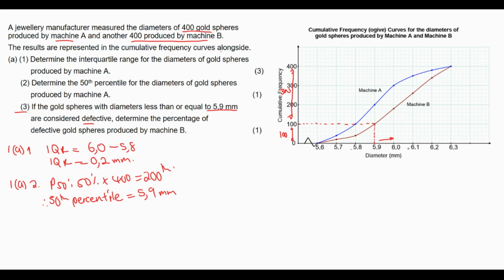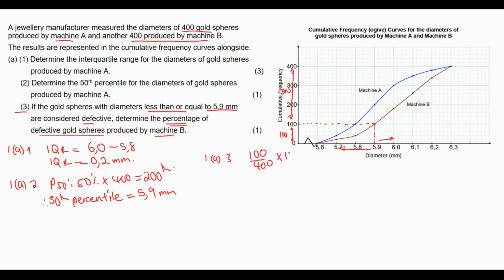That's what it means. So now it says if the gold spheres with diameters less than or equal to, so we're talking about these 100. Okay, so there are 100 spheres out of 400. Determine the percentage of the defective gold spheres produced by machine B. Is 100 over 400. That's the fraction, but we want the percentage. So here we're just converting a fraction to a percentage.